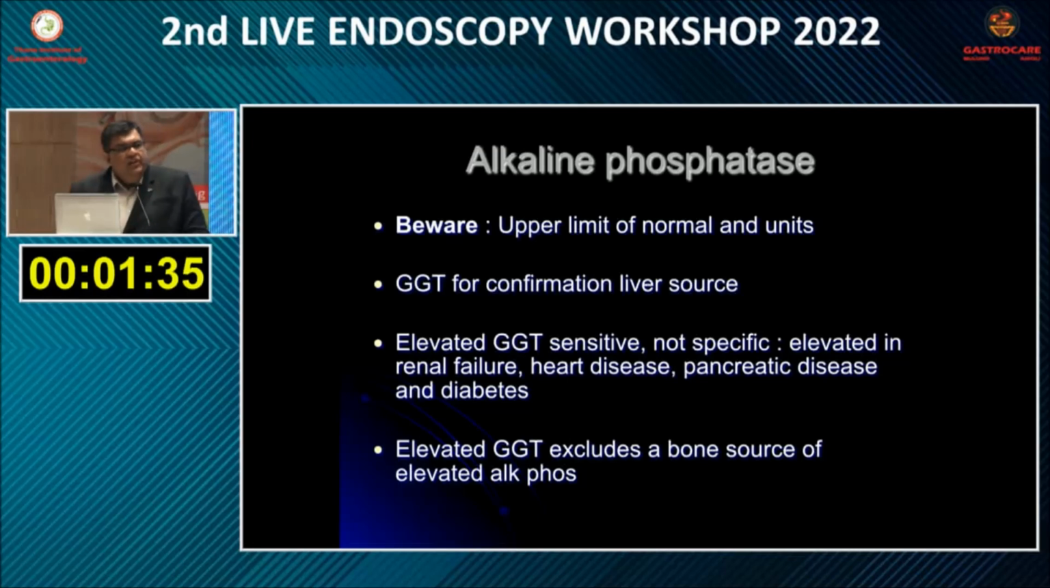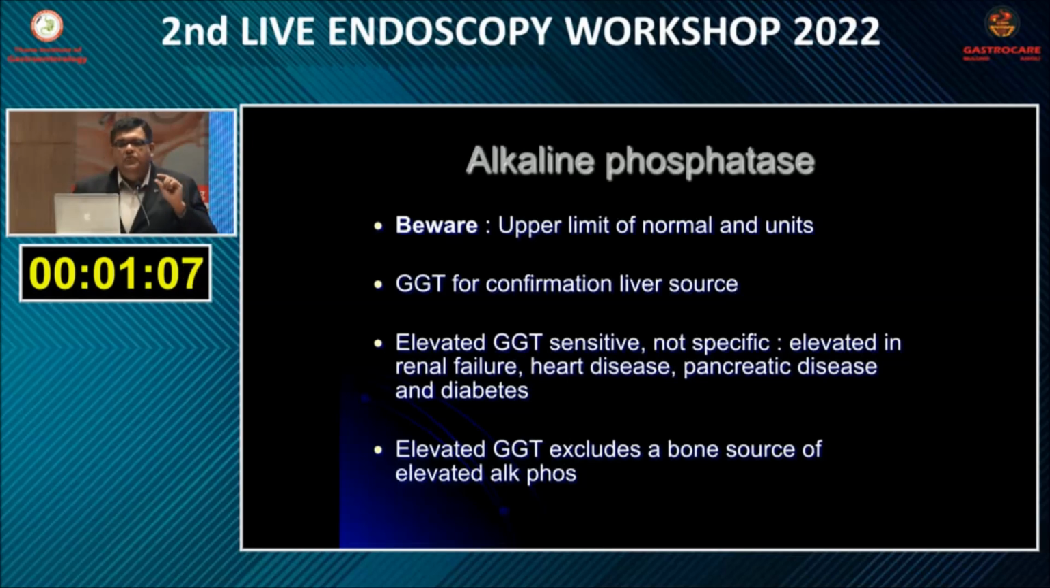Again, different units are there for alkaline phosphatase, depending on the lab: King-Armstrong units, where 13 is normal, international units, where it is 115 or 120, and there are certain kits which give 313 as the upper limit of normal. And if you find elevated GGT, then that confirms that it is of liver origin. But GGT is not something which is specific for obstruction or only cholestasis.